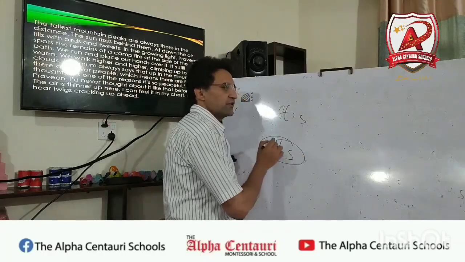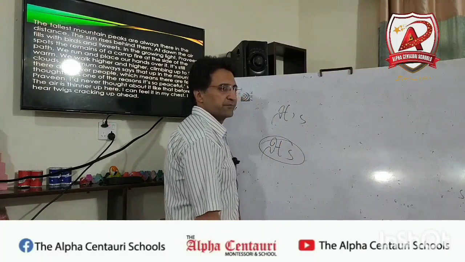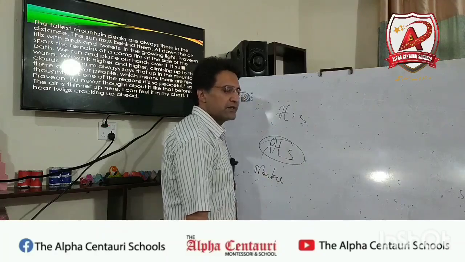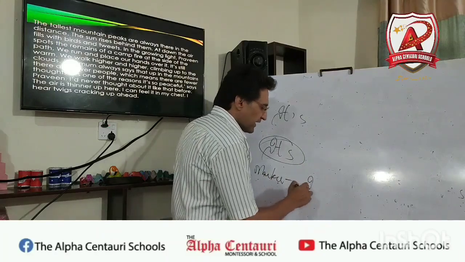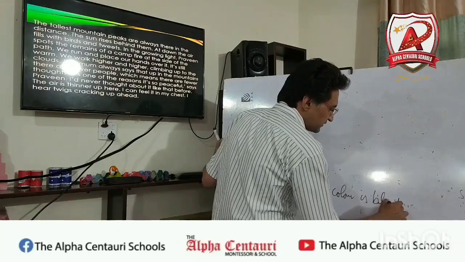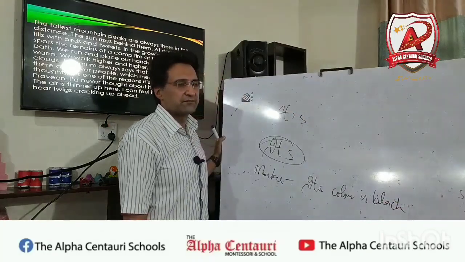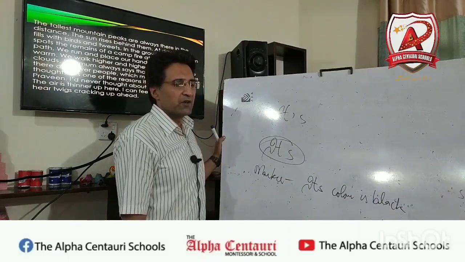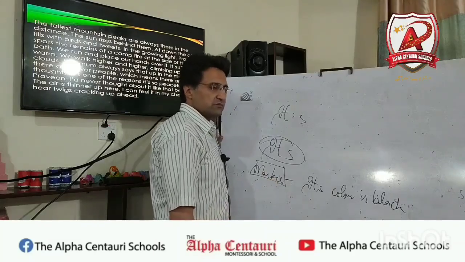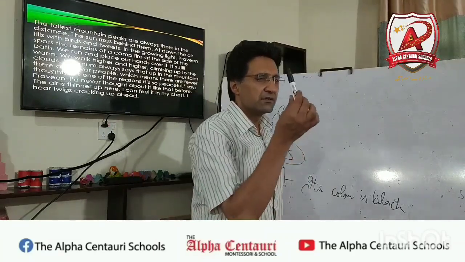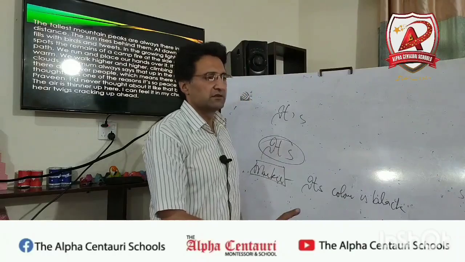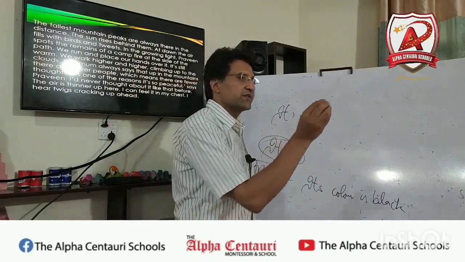This it's is used instead of some object. For example, I have a marker. I have a pointer. Its color is black. Its color is black. Possessive case. Possessive pronoun. What is a pronoun? When I am using something instead of a noun. Look at this, see. I have a marker. I bought it. Now it is being used instead of a noun.